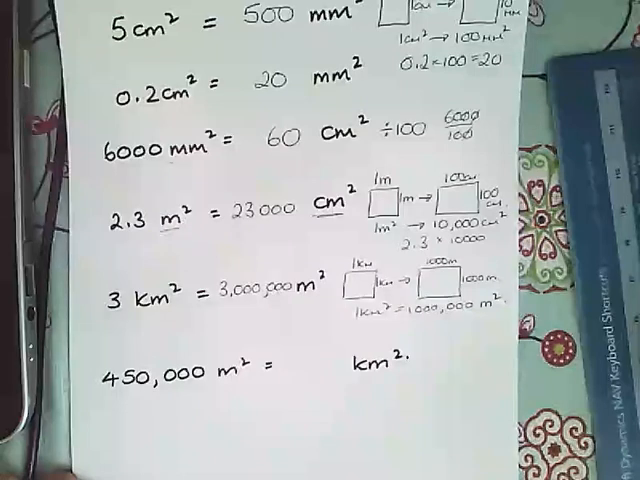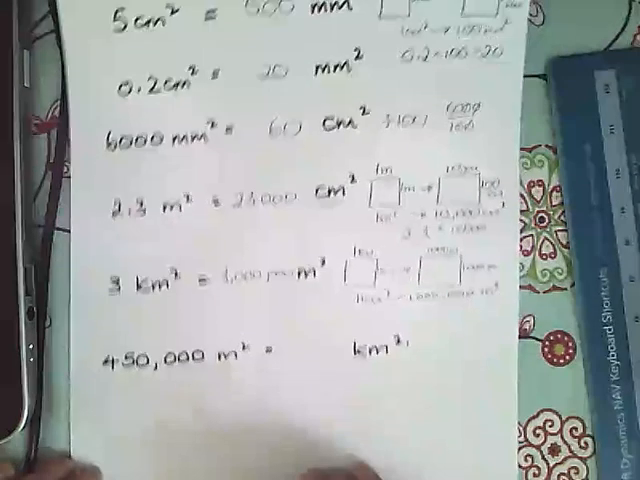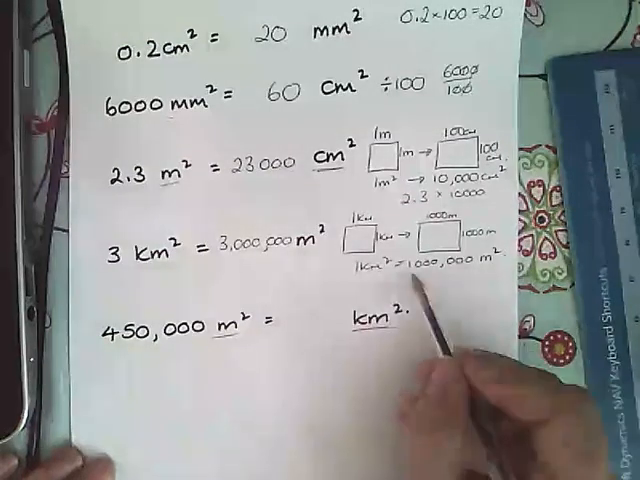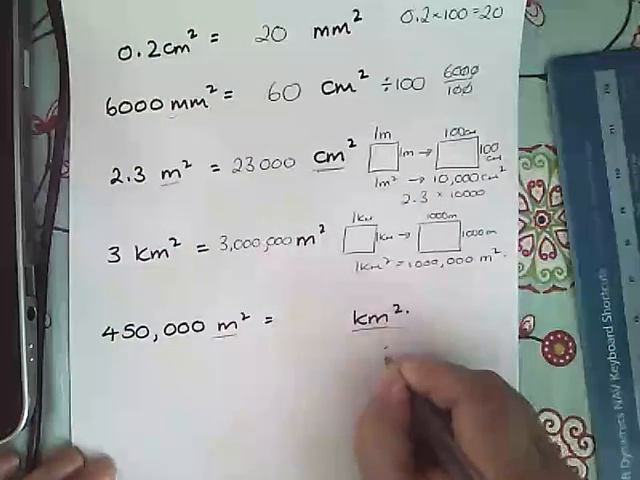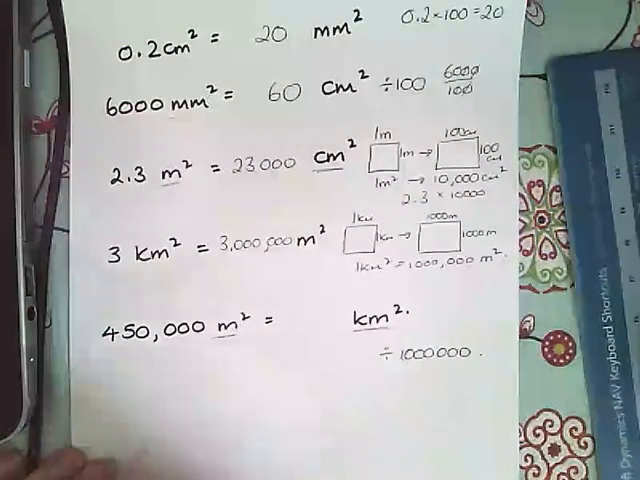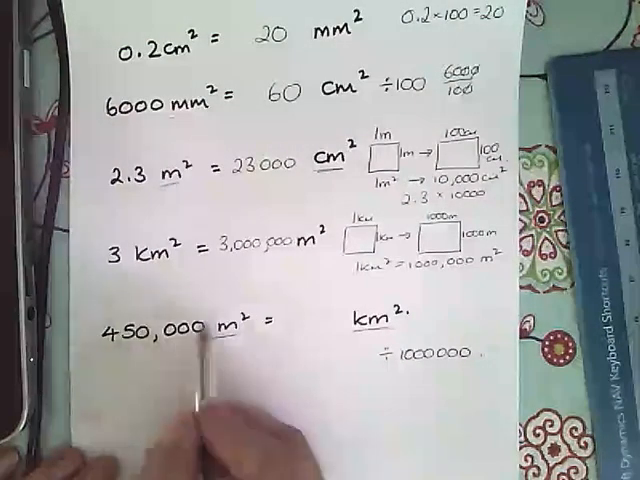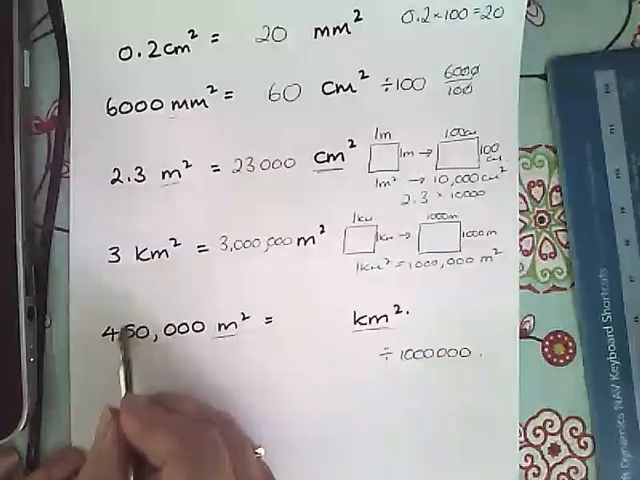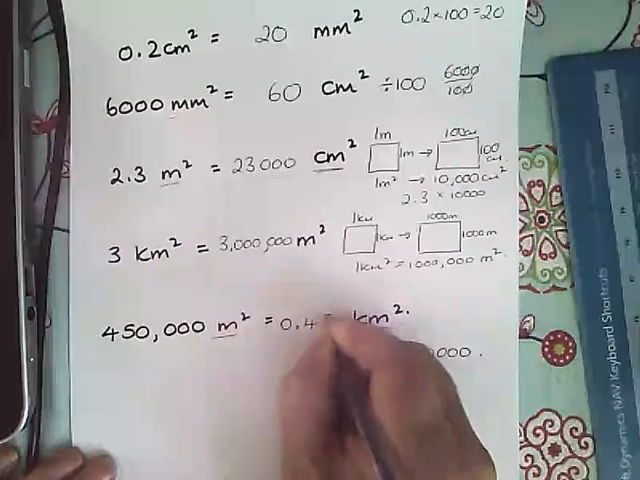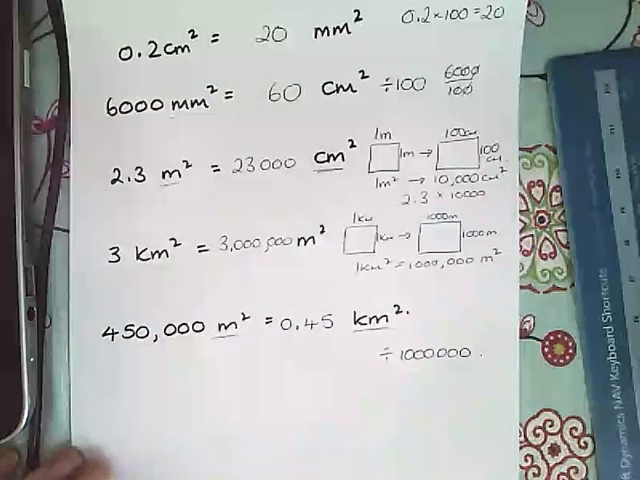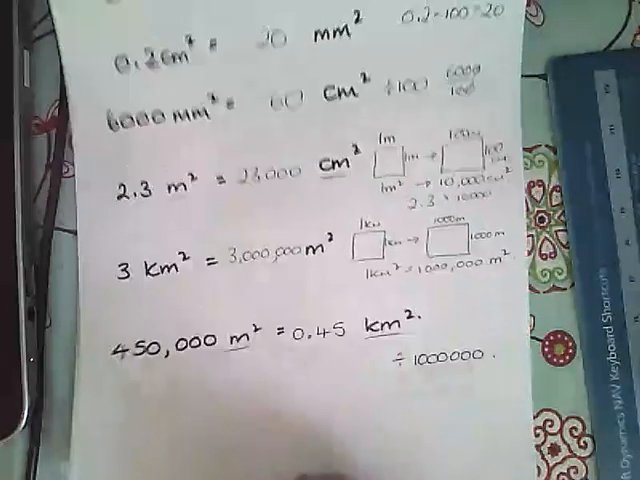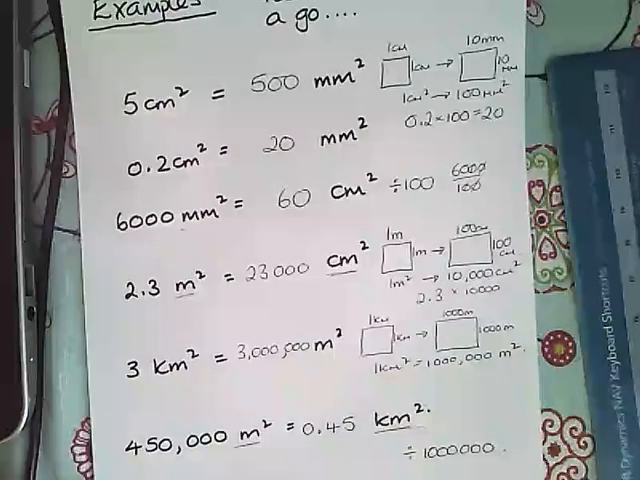And finally, if I'm going from meters squared to kilometers squared, this time I need to divide by 1,000,000. So that's 6 hops back this way, 1, 2, 3, 4, 5, 6. So that would be 0.45 kilometers squared.